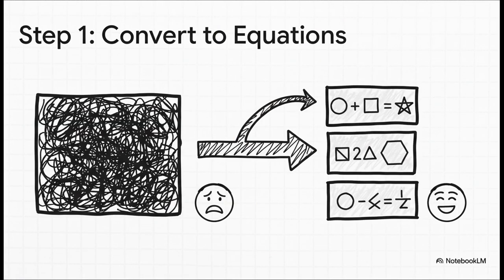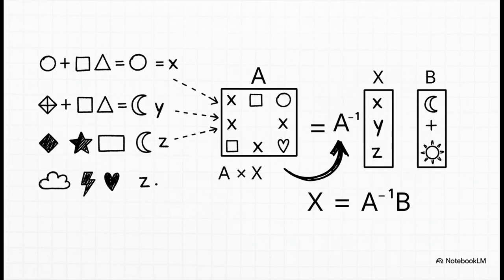The very first step is to just calmly translate the words into math. As you can see on the slide, that scary-looking paragraph becomes these 3 clean, manageable equations. That's your first step. See? Not so scary anymore, is it? Okay, now we arrange these equations into the standard matrix form AX equals B.